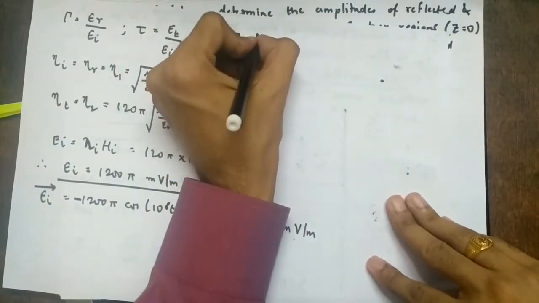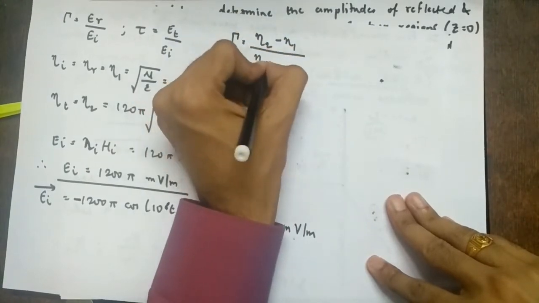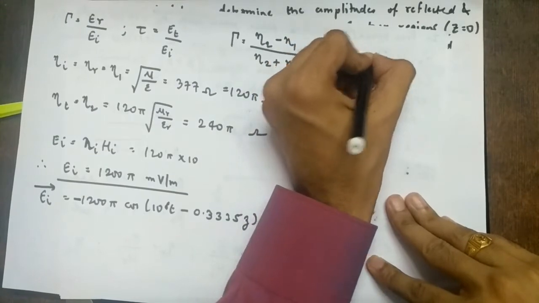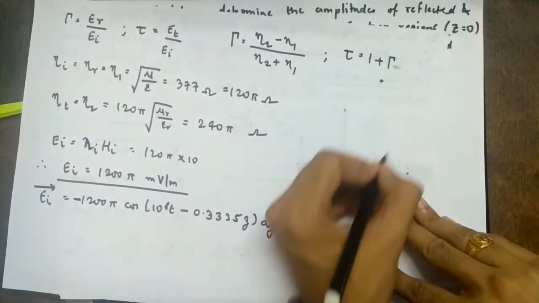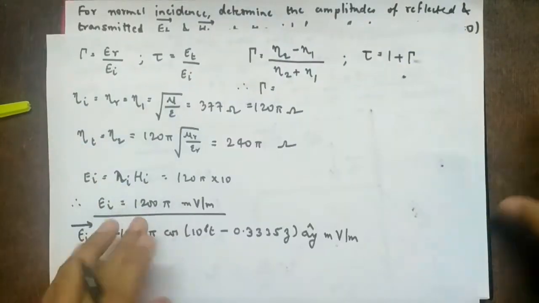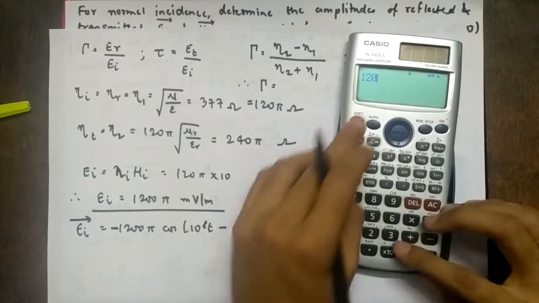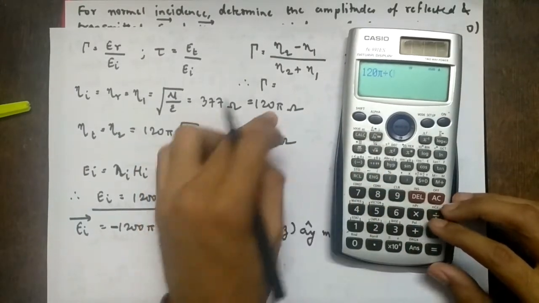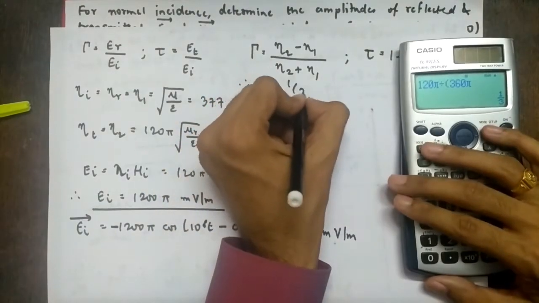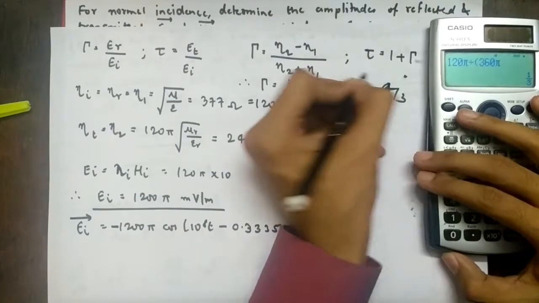So this is the way you have to think. I have not biased this. I am going in a flow. So gamma is (eta 2 minus eta 1) upon (eta 2 plus eta 1). And what is tau? We know it is 1 plus gamma. So therefore gamma you can calculate. 240 pi minus 120 pi, it is 120 pi only, divided by the addition of this, 360 pi. So it is 1 by 3. So tau will be 4 by 3. Simple. No need of calculator.